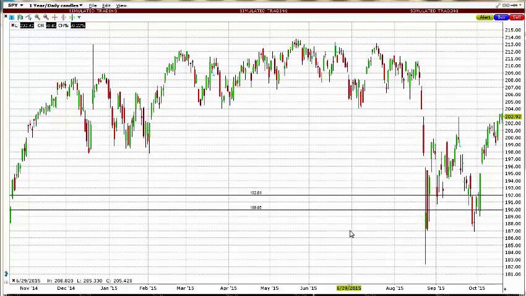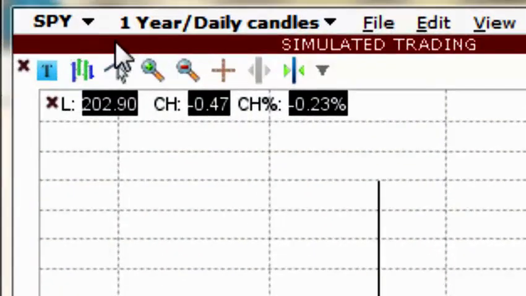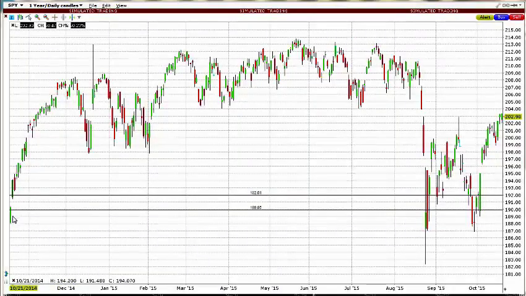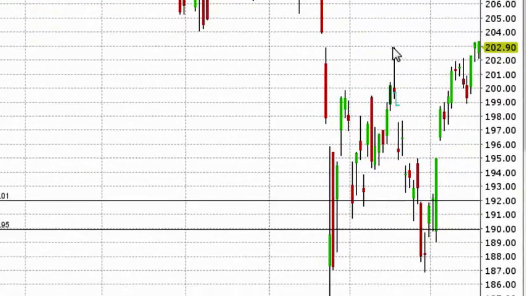The bull put spread. This is just a brief 1 minute overview of the strategy, and we'll explain the strategy in greater detail as you go through the course. So you're looking at a 1 year chart of SPY. Throughout the year, the shares have traded somewhere between 187 and 213. And the share price at the moment is 203.